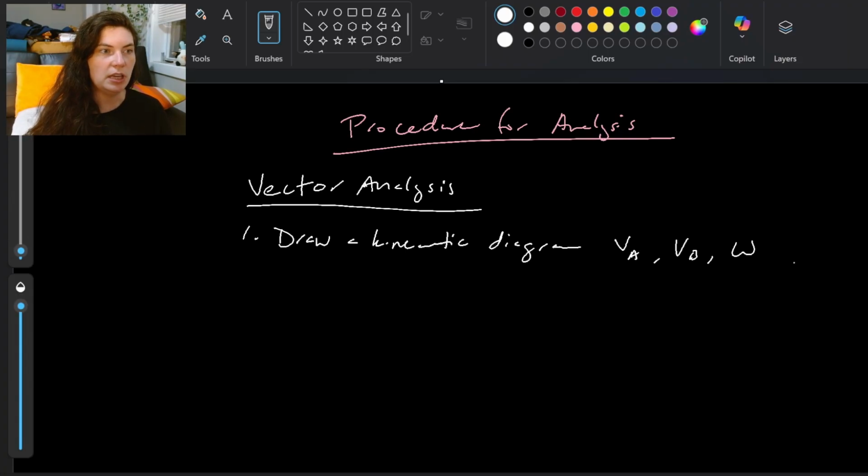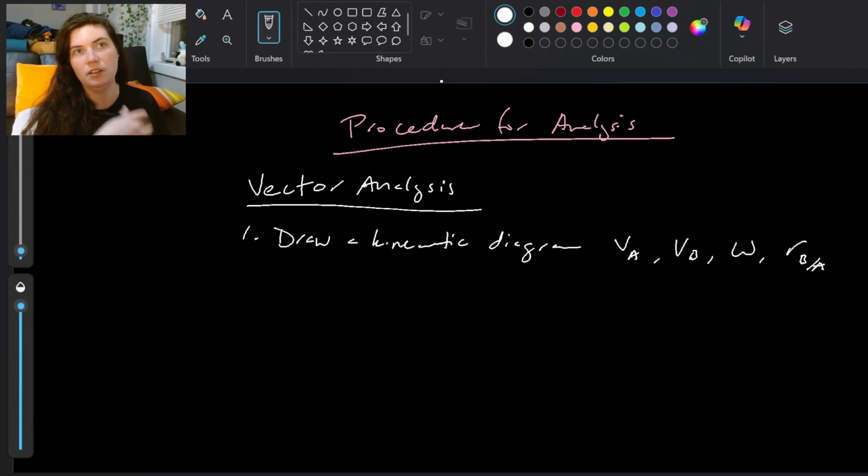So VA, VB, omega, and the position vector R of B with respect to A. Put all of those on your kinematic diagram with their correct directions, or in some cases assumed directions if you're not 100% sure what the direction is. With angular velocities, sometimes it can be difficult to know which way it's rotating through the motion. So you may have to assume a direction, and if you get a negative value, then you know you've assumed the wrong direction for omega, for example. But generally, with our regular velocities and our position vector, we definitely want to make sure we have the right directions on those.